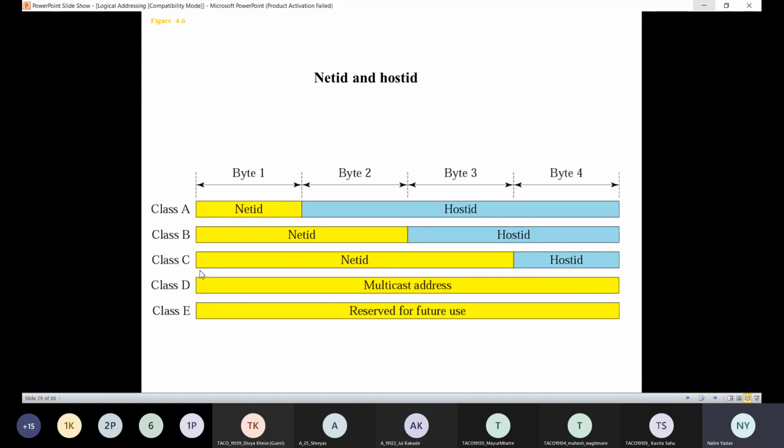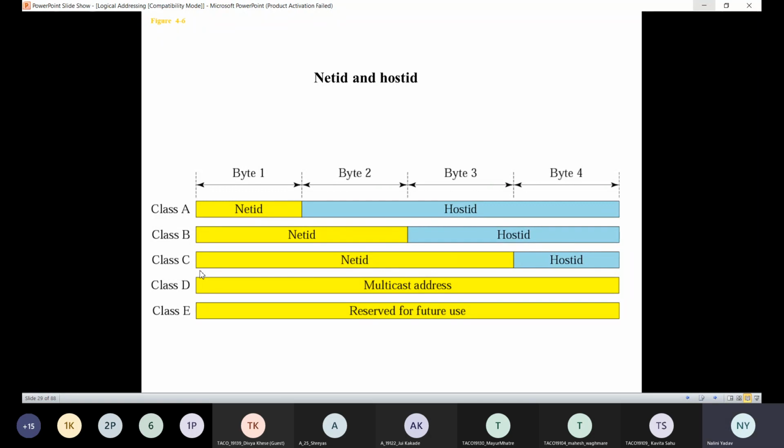Fine. Similarly, class B. The class B structure is: the first two bytes are network IDs and the next two bytes are host IDs. So in class B, how many networks do we have? See, the first two bits are fixed, right? So how many bits remain out of the two bytes? The first two bits of the first byte are fixed for class B, so the remaining in the first byte are 6, and in the second byte 8. So 8 plus 6 is 14. So 2 raised to 14 networks are available in class B. And how many hosts are available in class B per network? 2 raised to 16 hosts are available per network in class B.